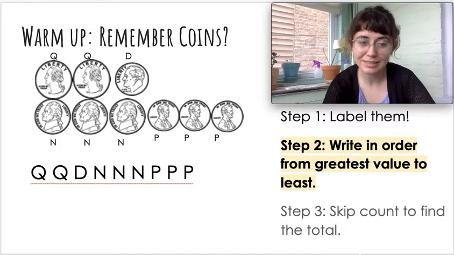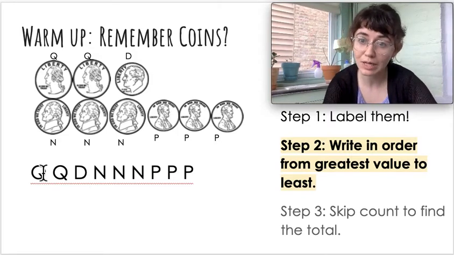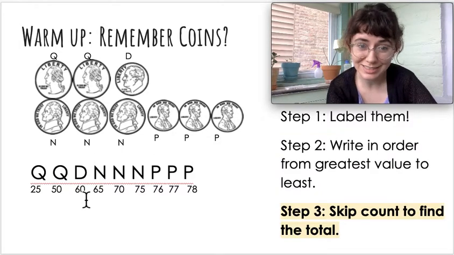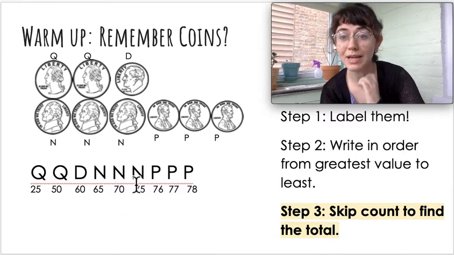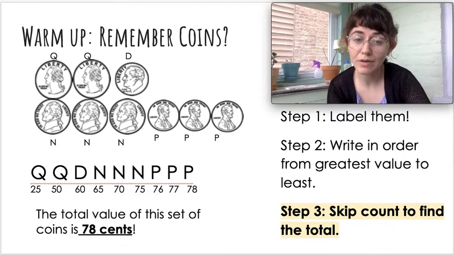Now, step 3 says skip count to find the total. So I'm going to start at the quarters, and then I'm just going to skip count by their value. Quarters are worth 25, so I'm going to go 25, 50. Then dimes are worth 10, so I'm going to do 60. And then nickels are worth 5, so I'm going to count by 5s: 65, 70, 75, and then we're switching to pennies. They're counting by 1s. So 76, 77, 78. So our total value of this set of coins is 78 cents.